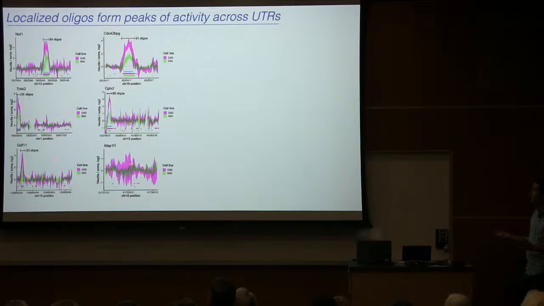This is a control RNA where the whole 3' UTR didn't have activity, and we can see that there's no peak anywhere within this 3' UTR. So now we're able to say, it's not the whole UTR that has activity, it's this sequence right here that has activity.